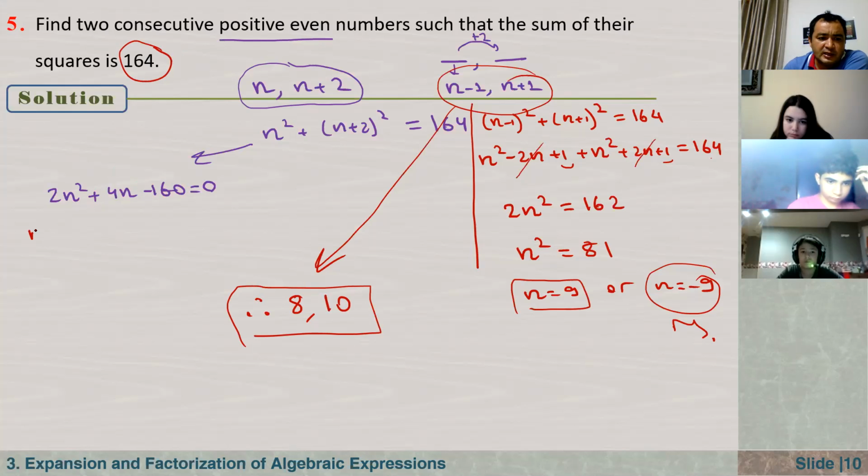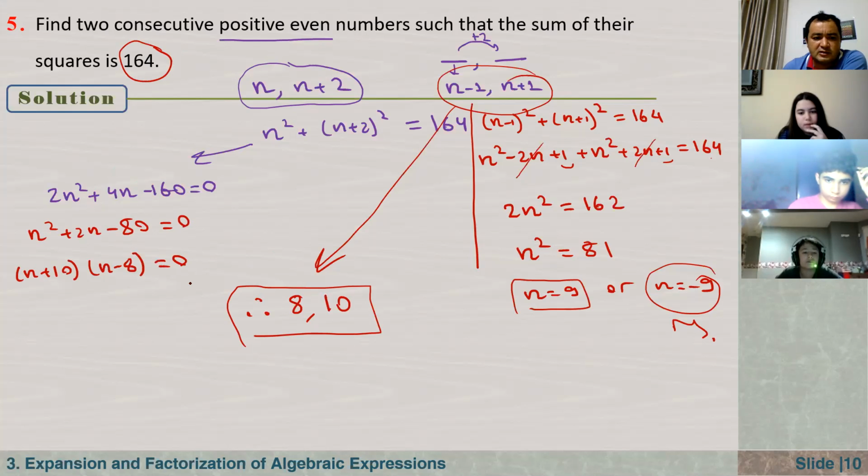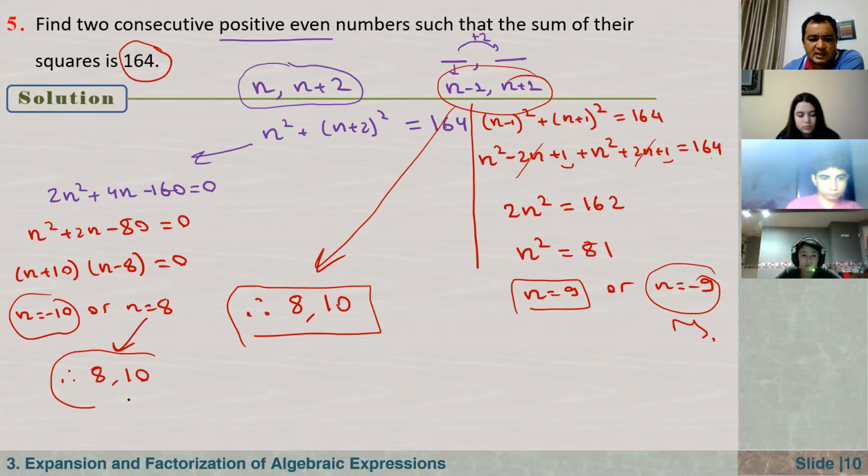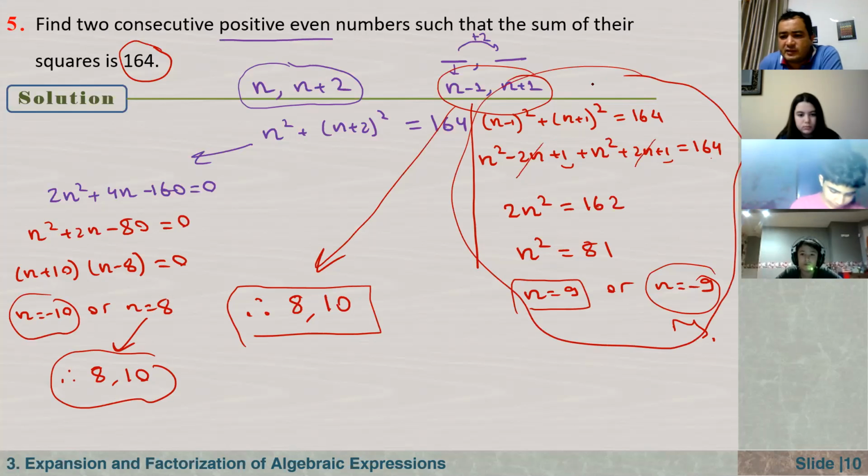Divide both sides by 2. N squared plus 2n minus 80 is equal to 0. Can we just say two numbers whose product is 80 and their sum is 2? That is 10 and negative 8, right? So that is (n plus 10)(n minus 8) equal to 0. From here, n equals negative 10 or n equals 8. So that answer is rejected. Then the first number is 8, the second number is 10. The same answer, but actually this method is much faster, if you could see this.